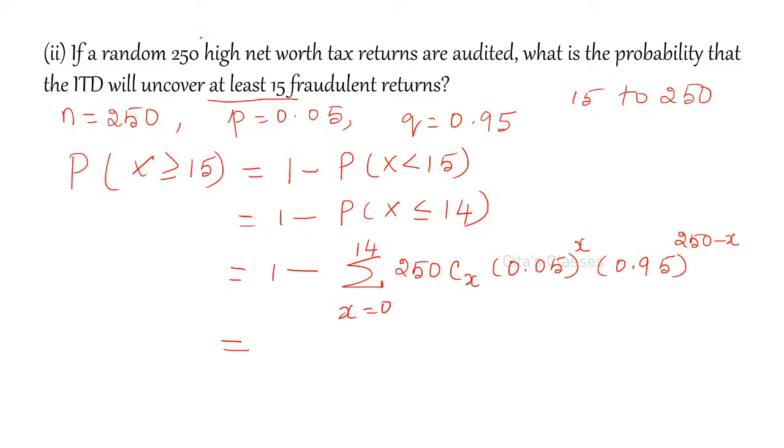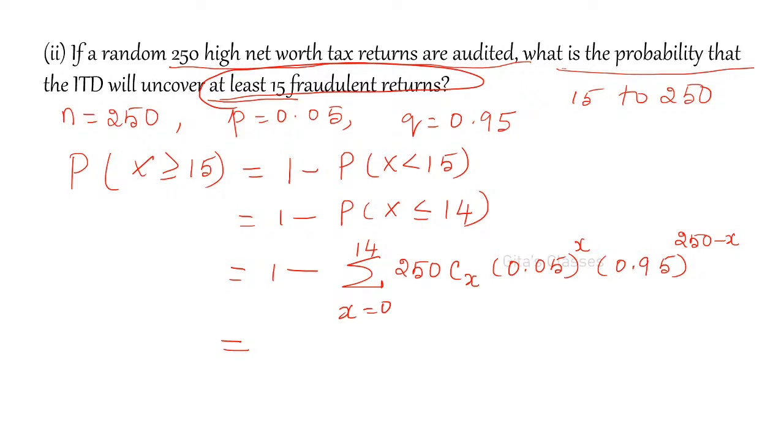Second one, in the same question, if a random 250 high net worth tax returns are audited, what is the probability that it will uncover at least 15 fraudulent returns? At least 15 fraudulent returns.